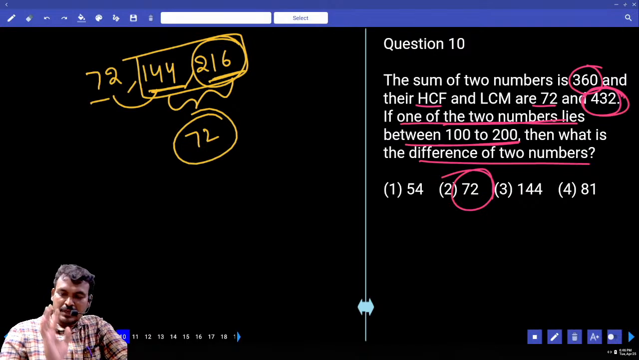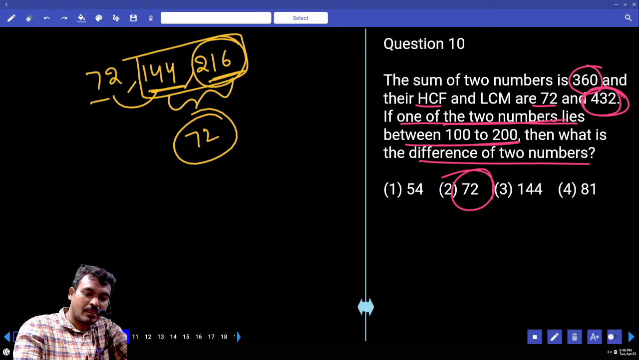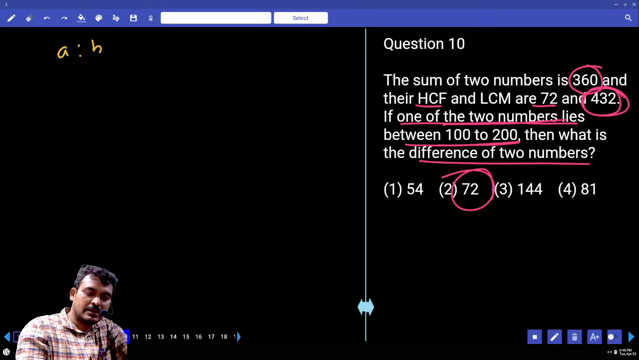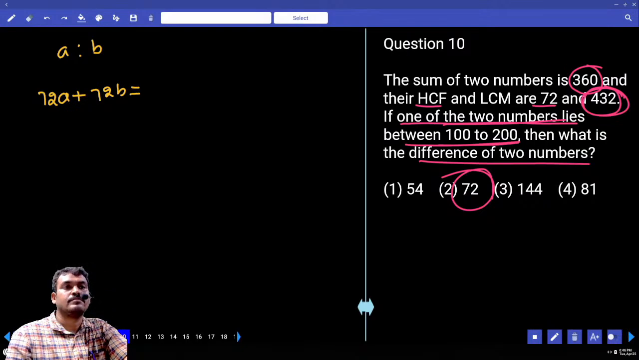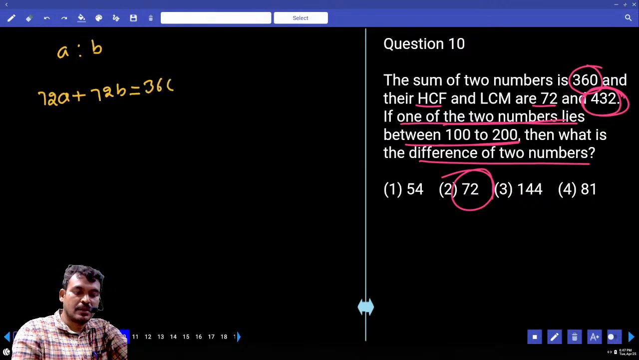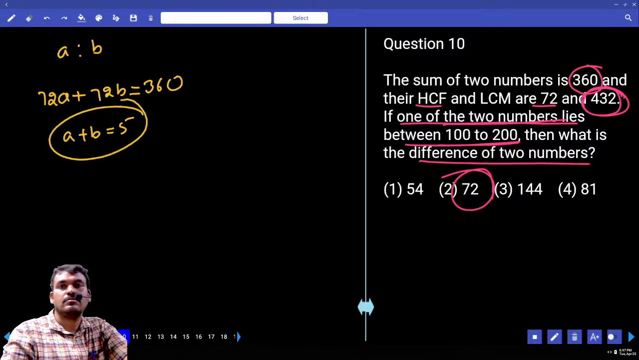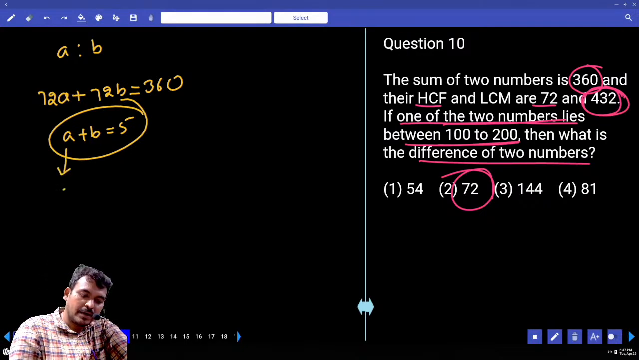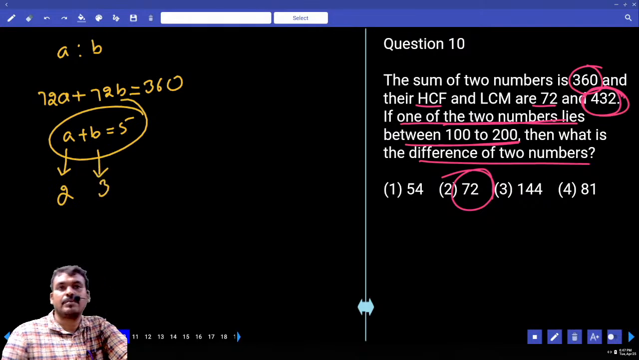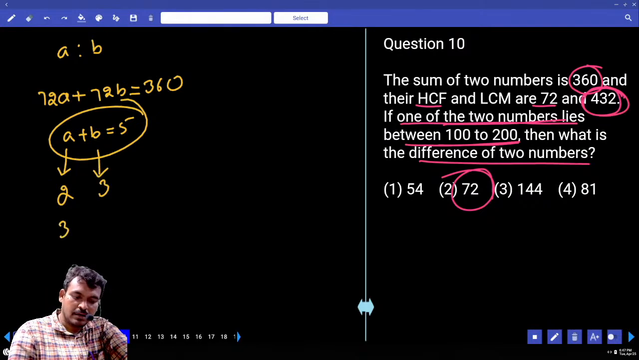Sir, what about the general procedure? First one A parts, second one B parts. First number we write 72A, second number 72B. These two sum equal to how much? 360. Then A plus B equal to how much? 5. A parts plus B parts equal to how much? 5. Means one will be 2 parts, another one 3 parts are possible, or 3 and 2, and 1 and 4, 4 and 1 also possible.